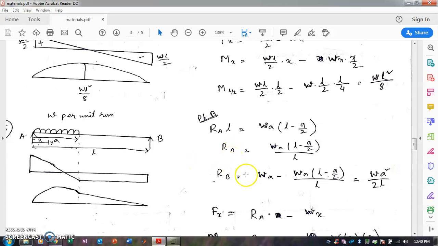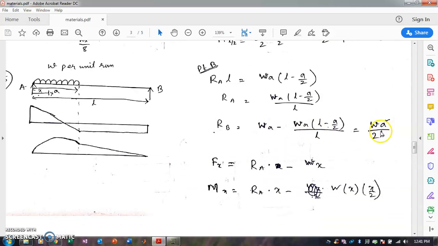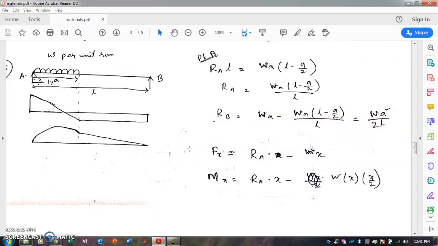And again, the value of RB will be how much? RB will be the total downward load minus RA. So the total downward force is Wa minus RA. So here RB will be Wa square by 2L by calculating. So now what will be the shear force at point X? Here we are taking a point X at a distance x from A.